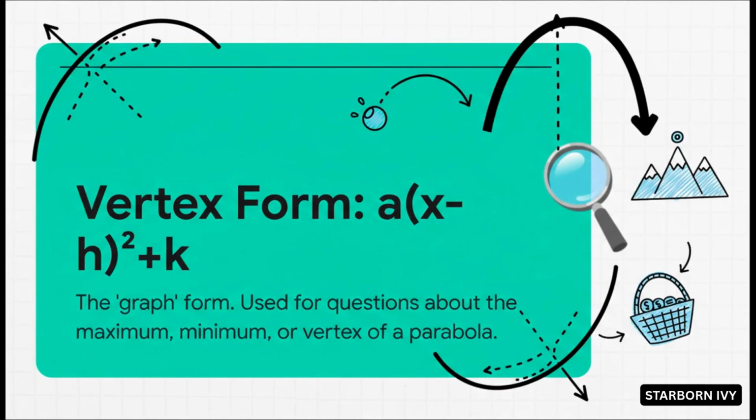And finally, there's vertex form. This one is all about the graph. The second a question mentions the maximum height of a baseball, or the minimum cost of something, or the vertex of a parabola, you know this is the form you need. It literally hands you the coordinates of that exact point.